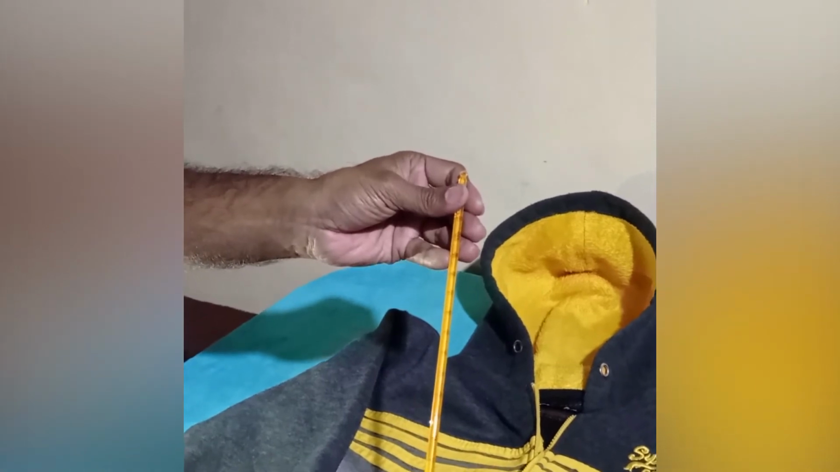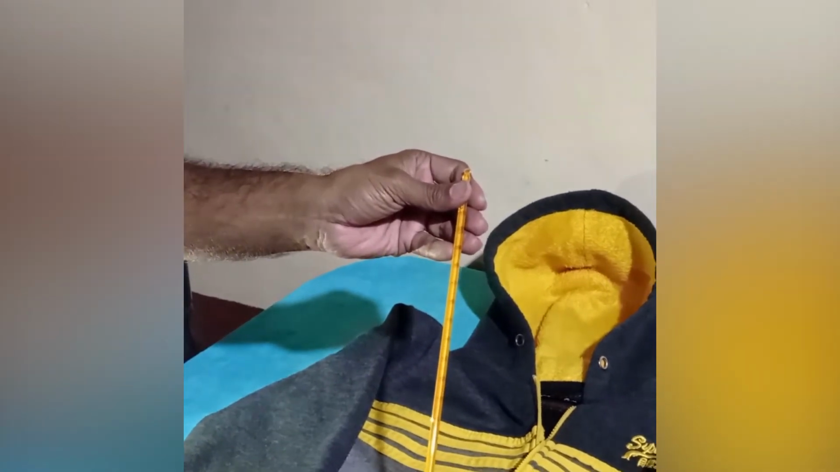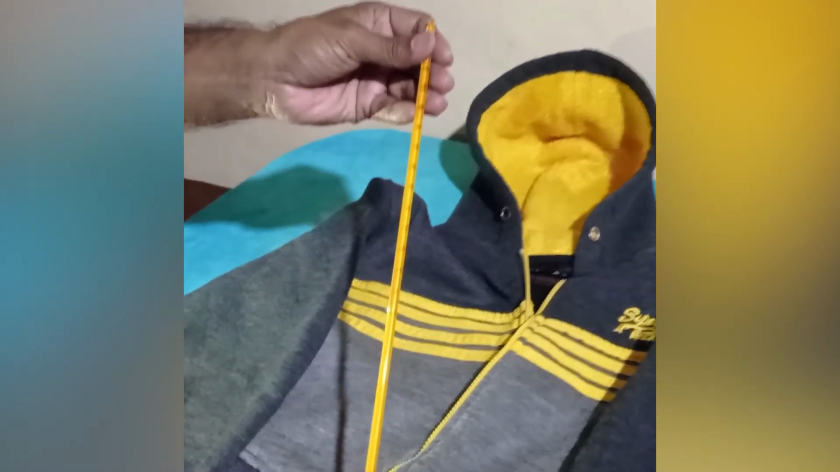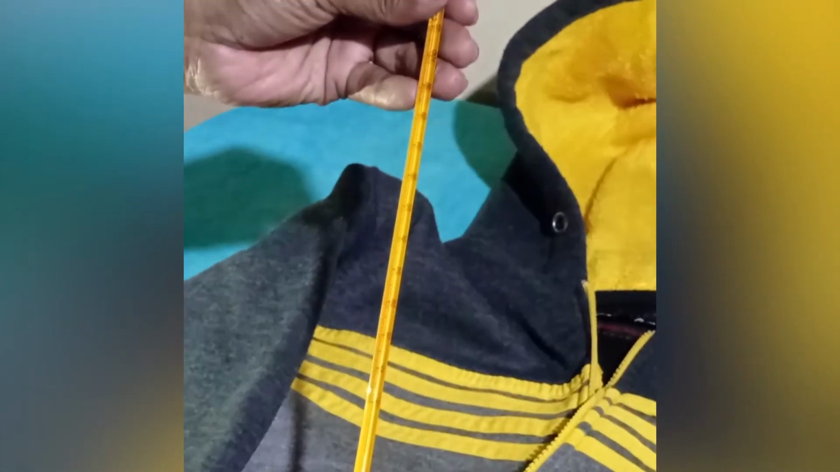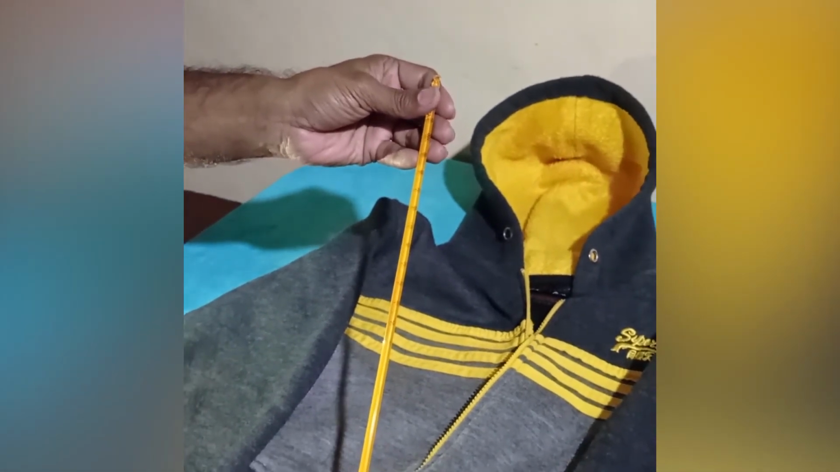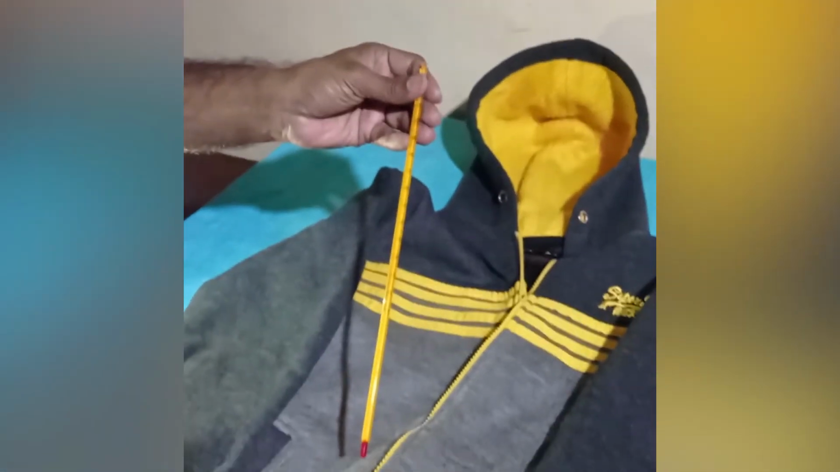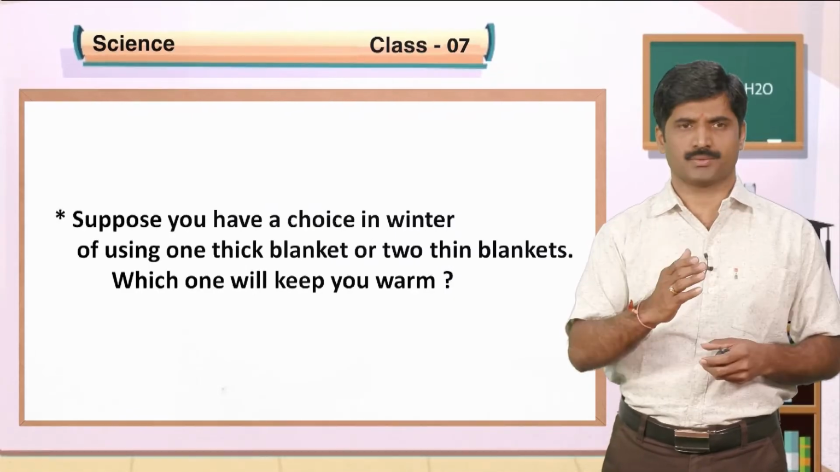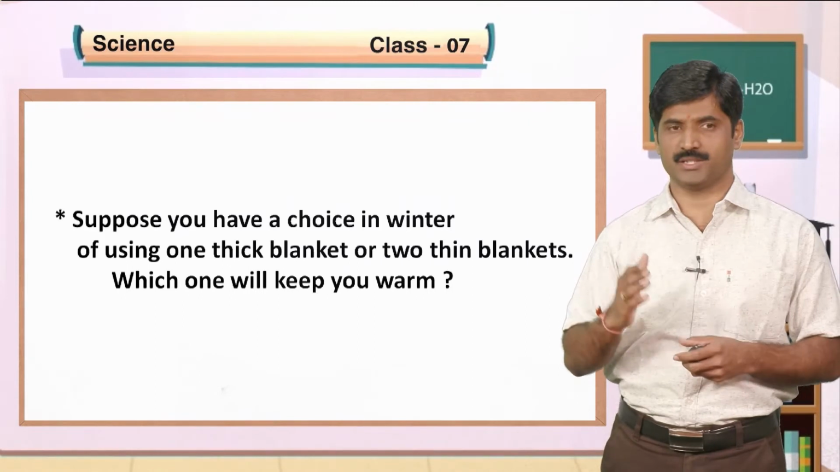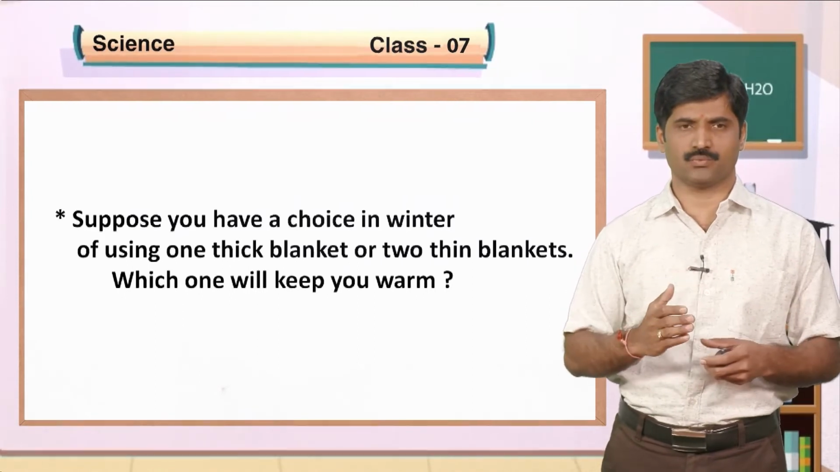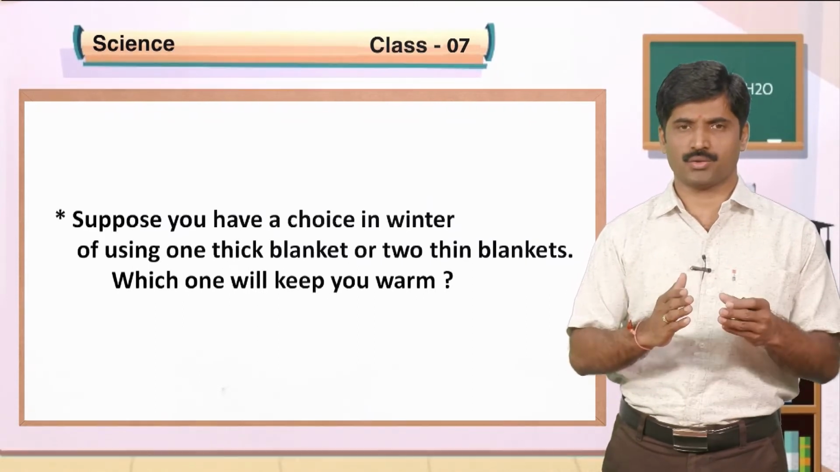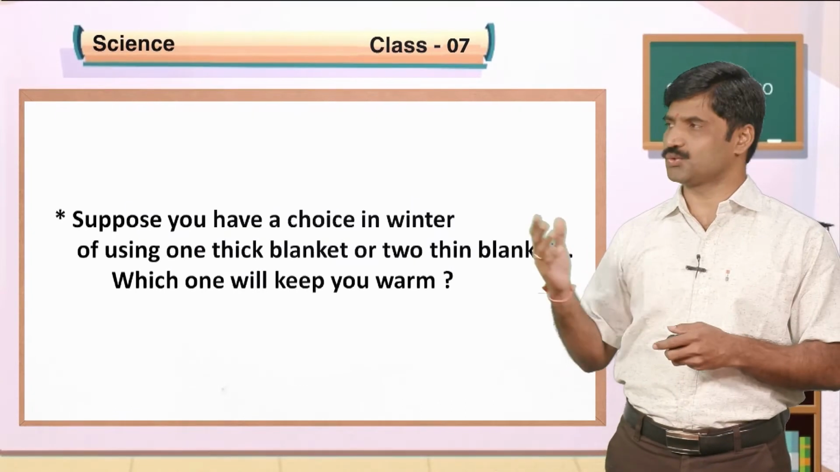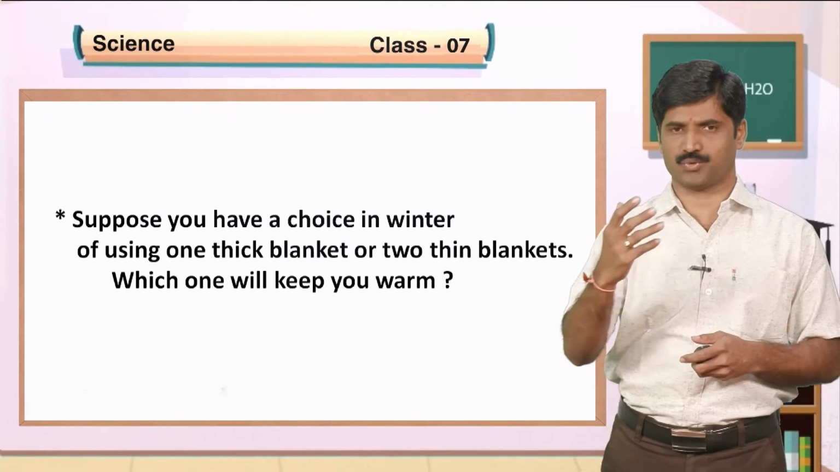You may wonder how the woolen clothes keep us warm. It is not generating the heat, but it is an insulator and it prevents the loss of heat from our body. So the woolen clothes keep us warm in winter season. And finally, suppose you have a choice in winter of using one thick blanket or two thin blankets. Which one will keep you warm? Let us go through this video that will tell about this.